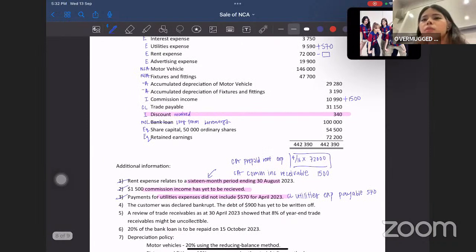Okay, then let's move on. Over here, someone wrote off. So when you see the word write off, you don't even need to think anymore, right? So write off, what is the double entry? Debit allowance, credit trade receivable.